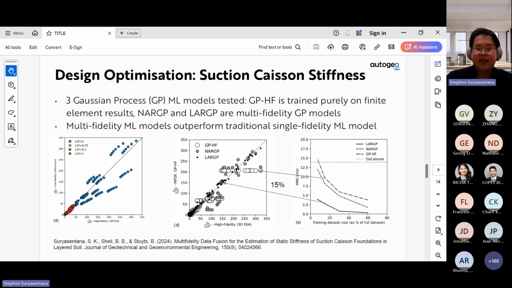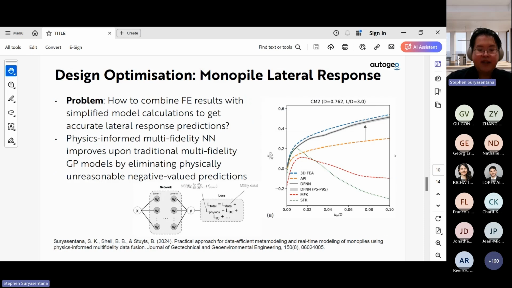So what this means is that if you have a wind farm with hundreds of foundations to design for, you don't actually have to carry out many FE simulations in order to get accurate predictions for the entire site. Multi-fidelity modeling provides an approach to get really accurate results, and this means you can save on computational time and cost. And this technique is not just limited to prediction of foundation stiffness. You can also use it for pretty much any foundation response.